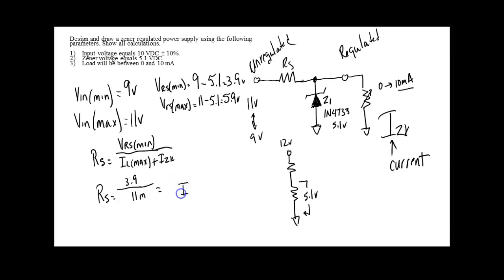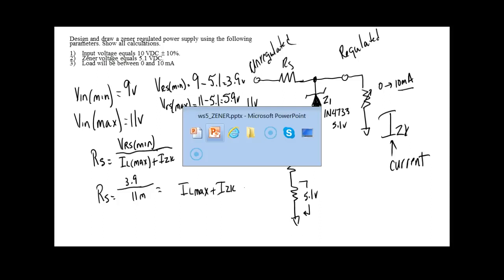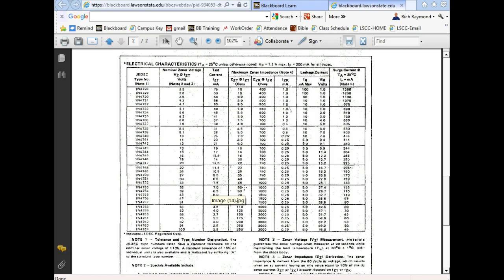Okay, wait. It's I the load maximum. Now what's I the load maximum? 10 milliamps plus IZK, and we look it up on the data sheet. So IZK, over here, and don't use resistance, right? So IZK for the 33, here it is right here. It's 1 milliamp. So 10 plus 1 is what? 11.